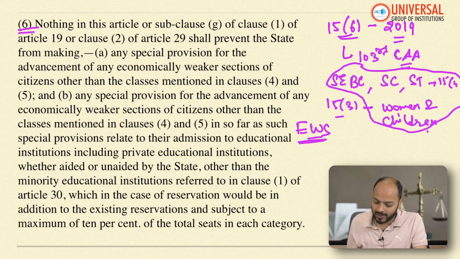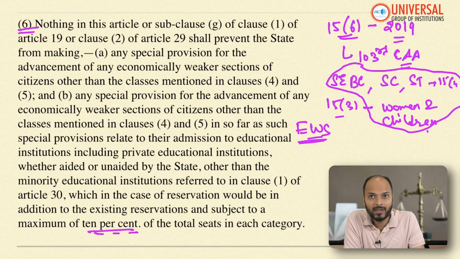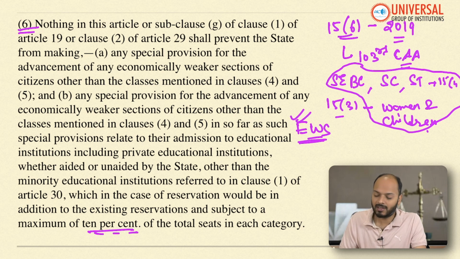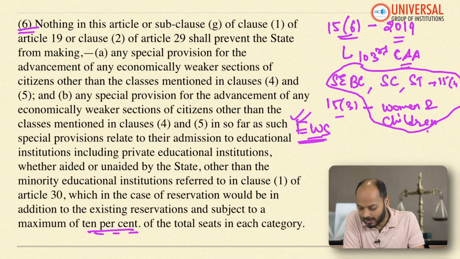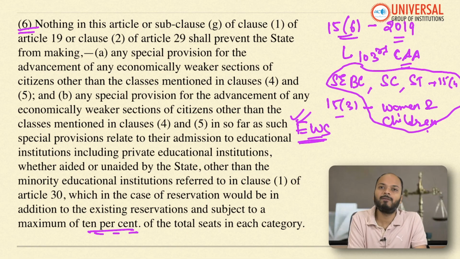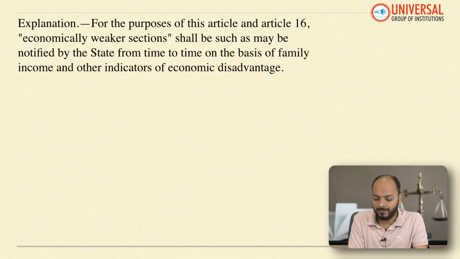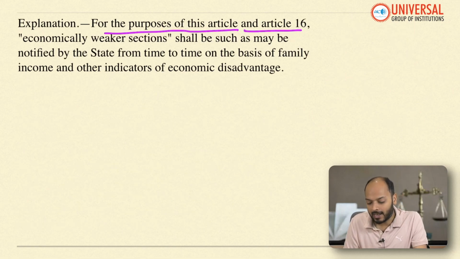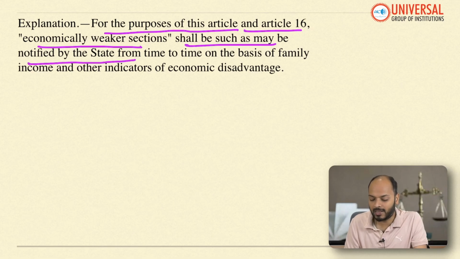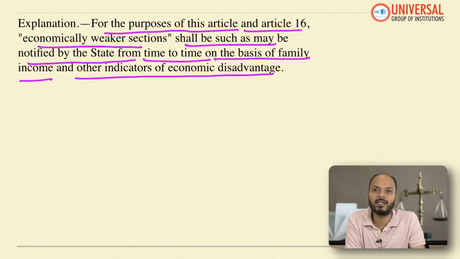They have further mentioned here that a maximum of 10% reservation can be given to the EWS community by the state. So that is what Article 15 subclause 6 is, which was added very recently in 2019 by the 103rd Constitutional Amendment Act. They have further written in the Constitution that for the purpose of this article and Article 16, economically weaker sections shall be such as may be notified by the state from time to time on the basis of family income and other indicators of economic disadvantage, right?